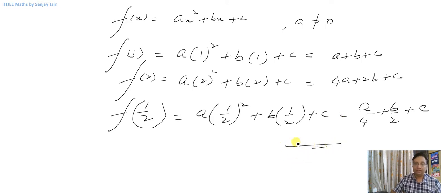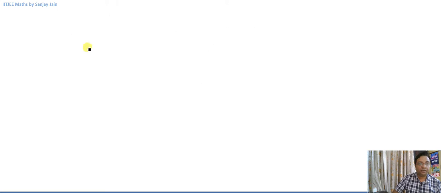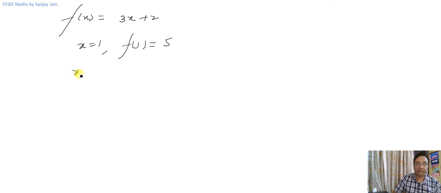Okay, so these are some of the values of polynomials. What is the significance of these values? Let us say I write a polynomial f of x equals 3x plus 2. Now if I put x equal to 1, f of 1 is equal to 5. If I put x equal to 2, f of 2 is equal to 8. Now what is the significance of it?